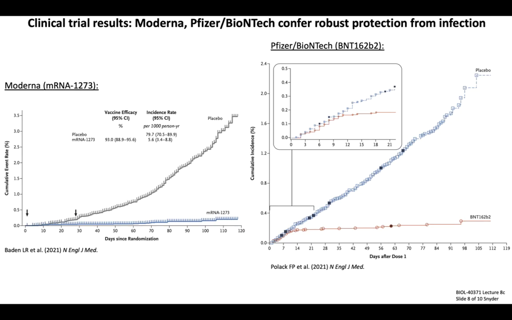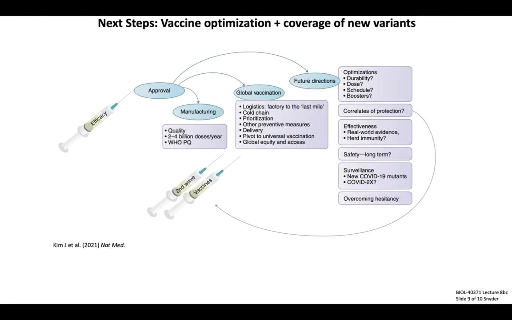But from this strong phase 3 data, the FDA approved both companies' requests for emergency use authorizations. It's a hopeful start to see that these fast-tracked vaccines appear to be working exactly the way that we hoped that they would, based again on what we know about the human immune response to immunization.